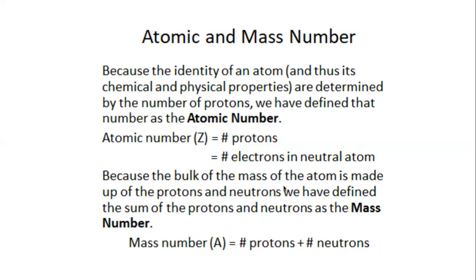Because the bulk of the mass of the atoms is made of the protons and neutrons, remember, protons are much larger than electrons, we have defined the number of the protons and neutrons as the atomic mass. Because the electrons are so tiny, they don't contribute to any of the mass. So the mass number, which we'll say is A, is equal to the number of protons and neutrons. And this is important because we're going to use this information to look at an element and the information we're given on the periodic table and determine the protons and the electrons.